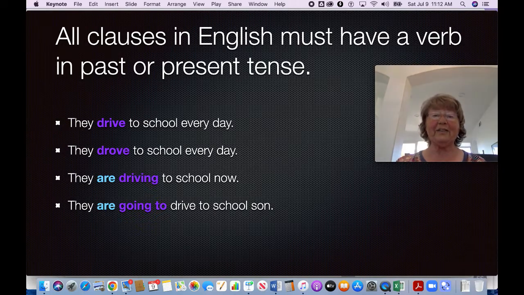All clauses in English must have a verb in past or present tense, such as they drive to school every day, present. They drove to school every day, past. They are driving to school now. Are driving has two words. Are is present. Or they are going to drive to school soon. Are going to, that's future, but the verb are is present tense.